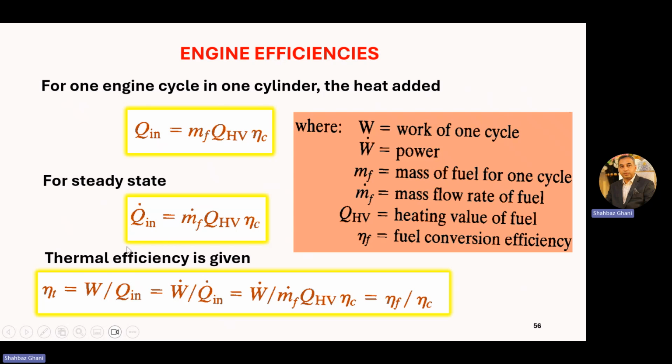So from this, we get the thermal efficiency. The thermal efficiency of an engine is the work of one cycle divided by the heat in, the heat added or generated. In terms of power, thermal efficiency is power divided by the rate of heat in. So we can write this equation: power divided by the mass flow rate of fuel times the heating value of the fuel gives the thermal efficiency.